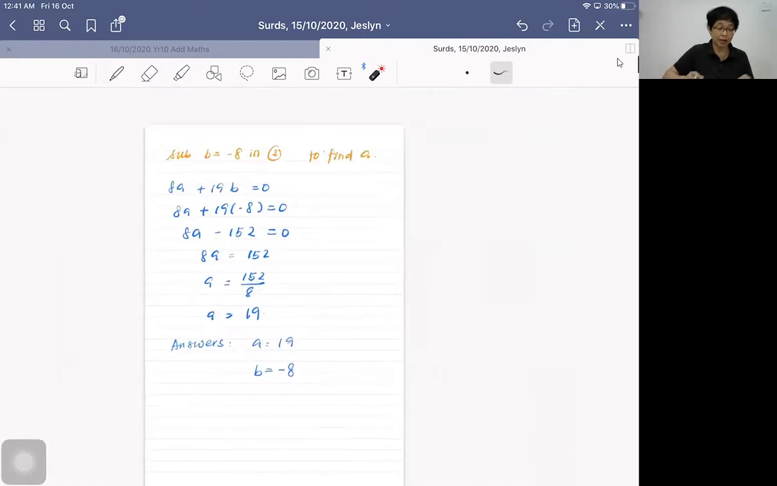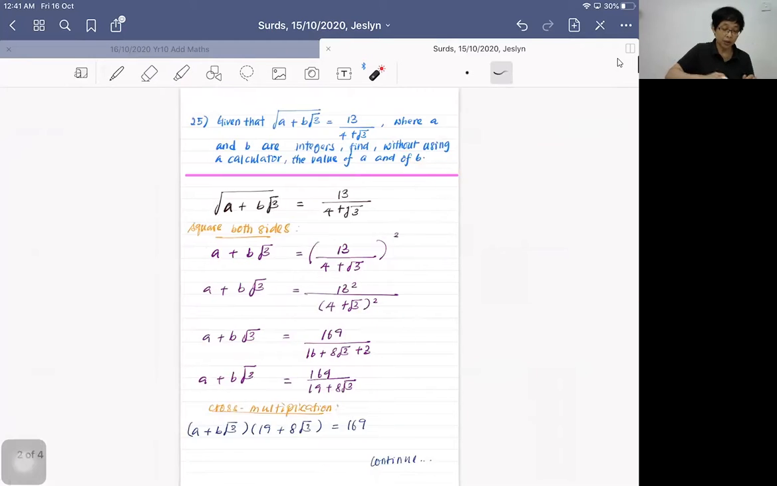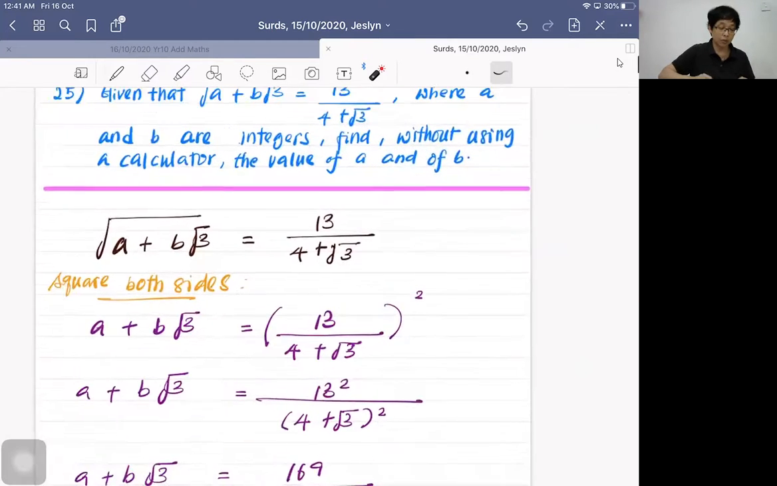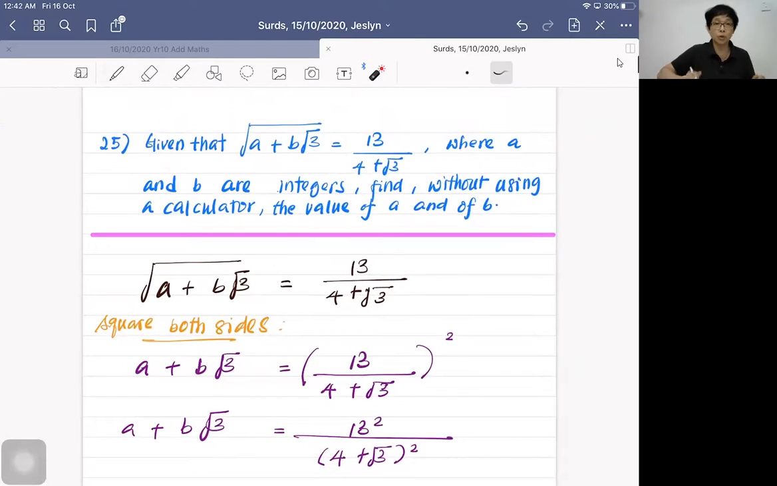That's it. We have done this equation, and I hope this solution helps you. And Jeslyn, I hope you enjoy the solution.